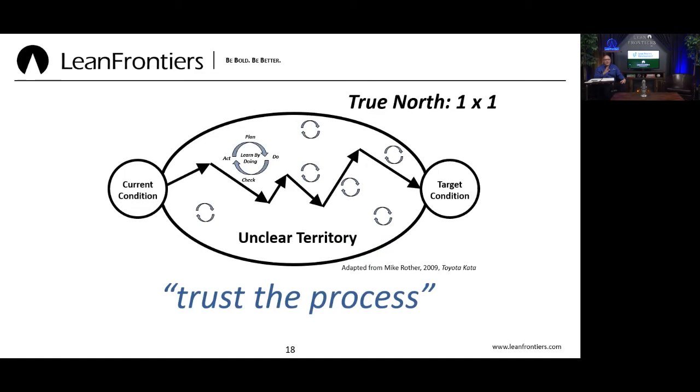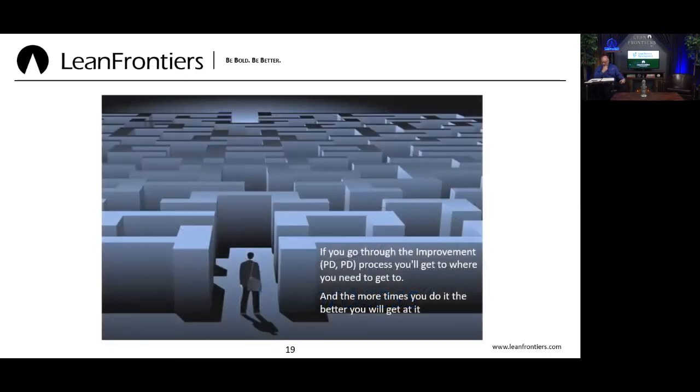Where you want to get to is where this unclear territory is. You exist in it, but you want to get to where you don't just exist in it, you thrive in it. You know the process, you trust the process, you just run with the process, and you can make great inroads here. And actually, it's quite enjoyable and quite exciting to be in that. Ultimately, if you go through the process, the improvement, I have two PDs there, process or product, process, you get to where you need to go.